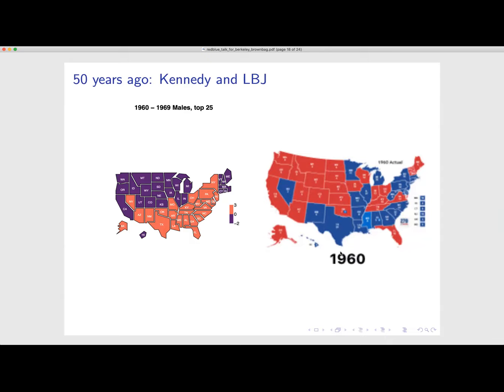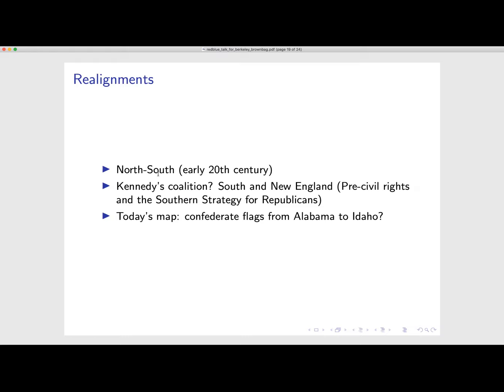So I think this is probably the most interesting to look into. It kind of inspires you to look a little more carefully at the name analysis, see if it's really correct, but then ask whether there are other things going on that are culturally creating this kind of axis, the Kennedy-Johnson axis. Okay, so I'm basically done. We have these realignments, North-South in the early 20th century, Kennedy's coalition. This is pre-civil rights and pre the Southern strategy of Republicans. So like Claude was just saying, and we have today's maps.